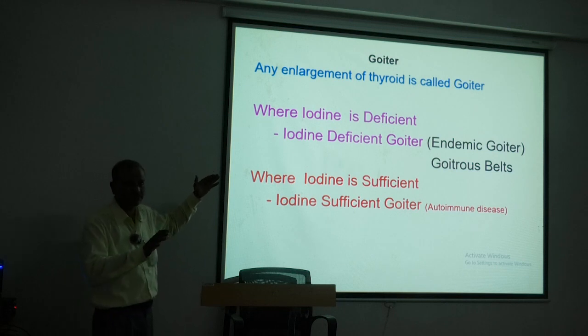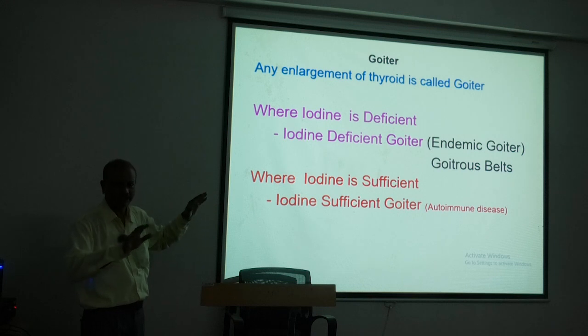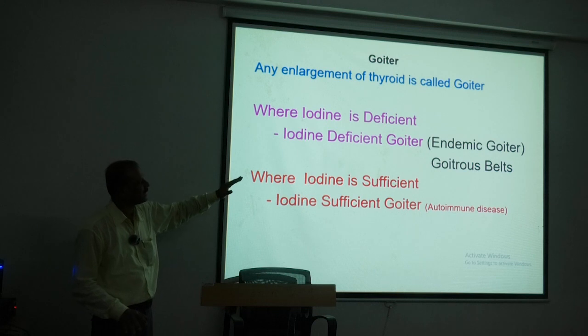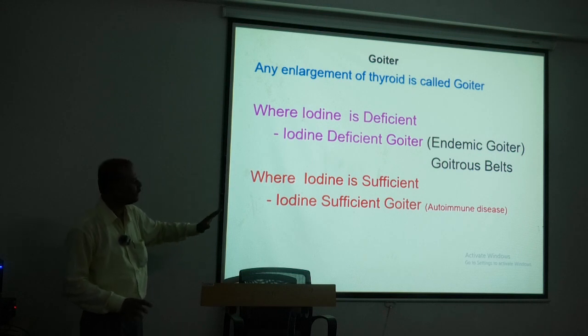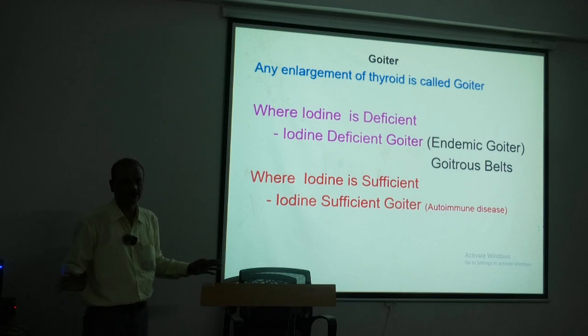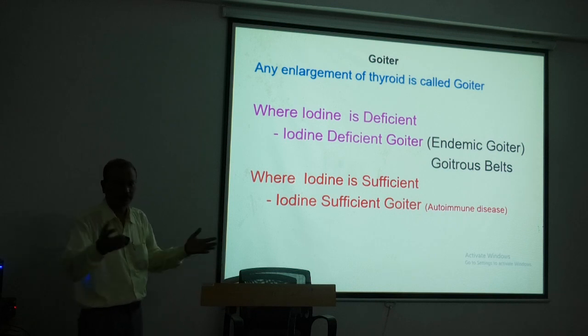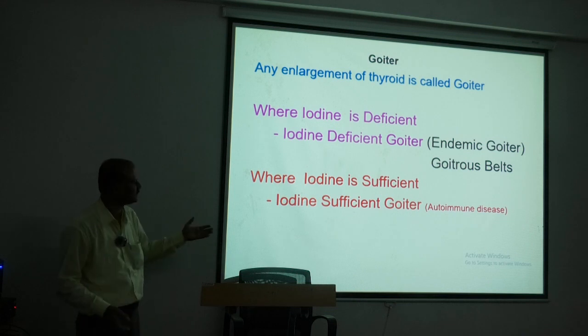Where there is iodine deficiency, where iodized salt is not available and geochemically that area is iodine deficient, that is called iodine deficient goiter, and that is called endemic goiter. There are still several areas where endemic goiter is prevalent, and these are called goitrous belts. All areas are not developed like this. Don't think that Bolpur and West Bengal or other places are like this everywhere.